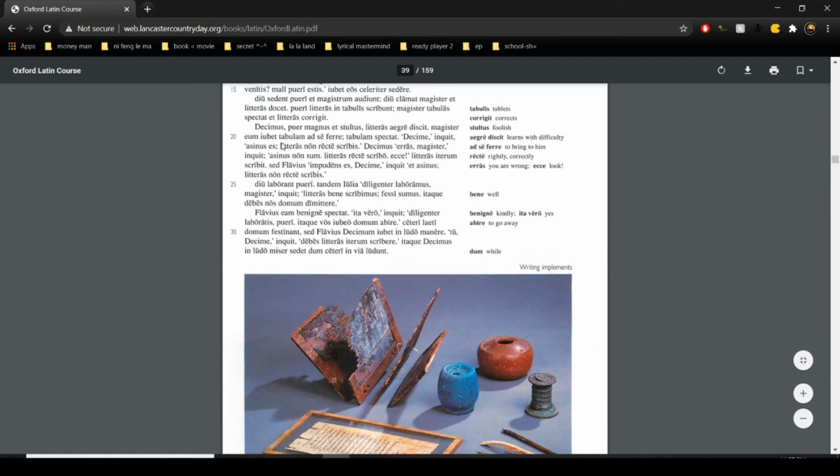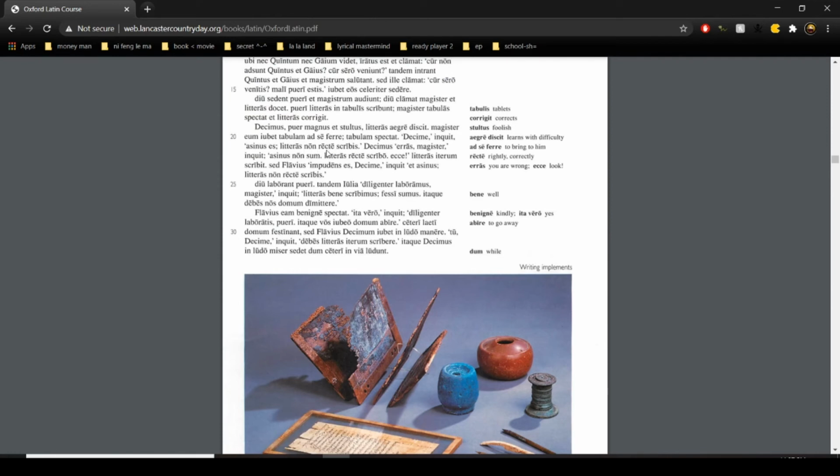Magister eum iubet tabulam ad se ferre. The teacher helps him, or the teacher orders him, sorry, to bring the tablet to him. The se is reflexive, referring to the magister. Tabulam spectat: he looks at his tablet. Decime, inquit, asinus es! Litteras non recte scribis. So he says, Decimus, you're an A-word, basically. What is this? You do not write the letters correctly.